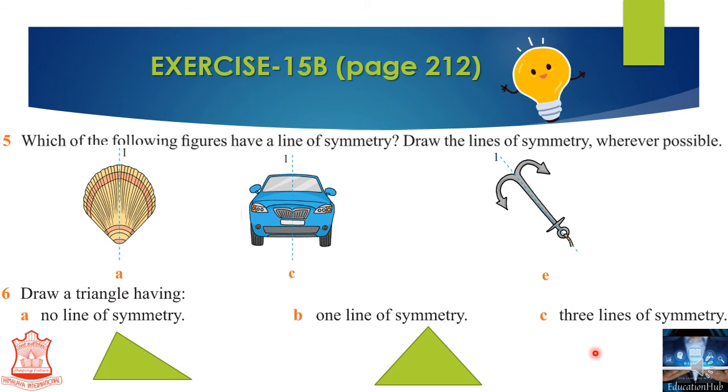And three lines of symmetry. Again, for three lines of symmetry, we can draw an equilateral triangle जिसकी हमारी तीनों sides equal हो. I hope this is clear to you. If you have any doubts, you can drop your doubts in the comment section below.